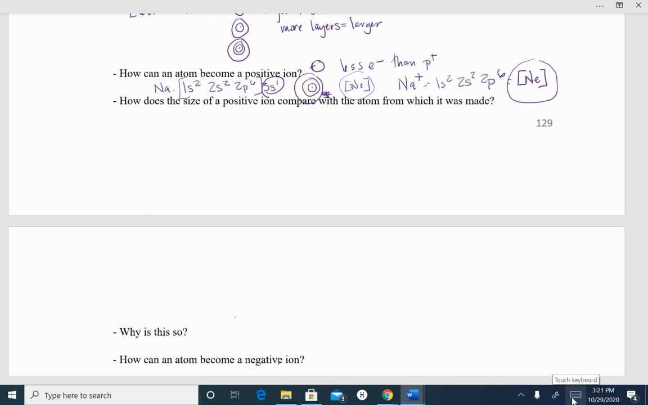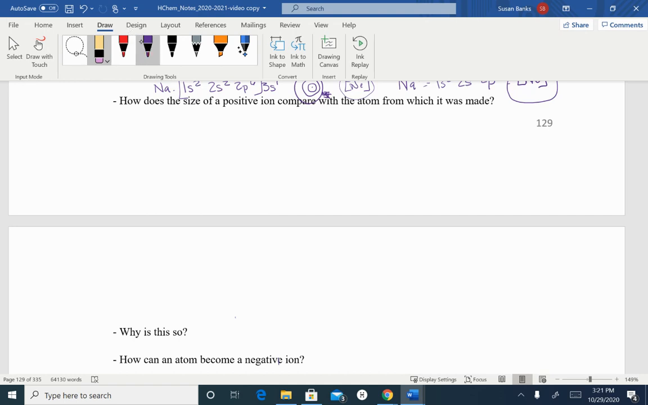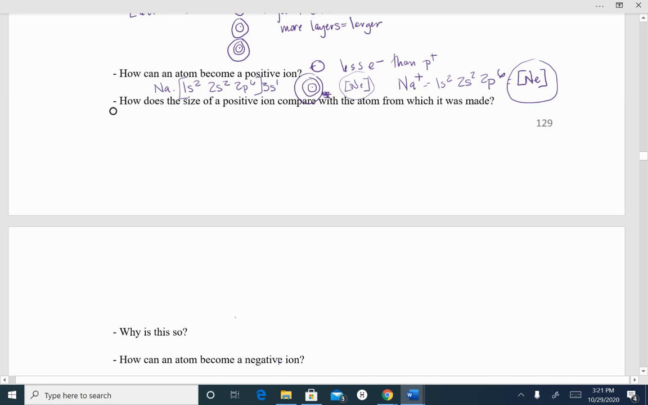I was telling you about how sodium will ditch its 3s electron and go to neon's noble gas configuration. And by ditching that outermost electron, it acquires a +1 charge. So how does the size of the positive ion compare with an atom?